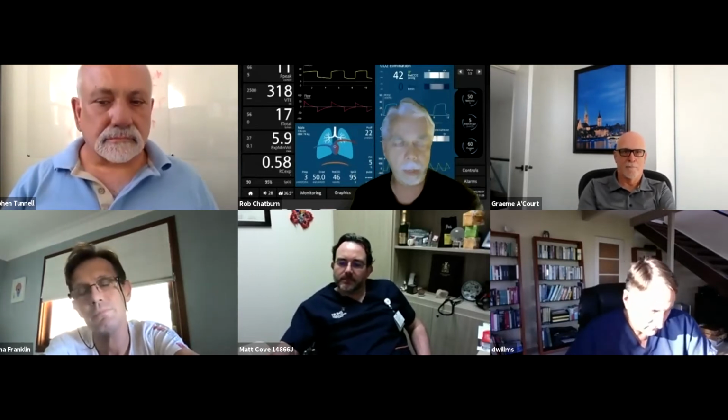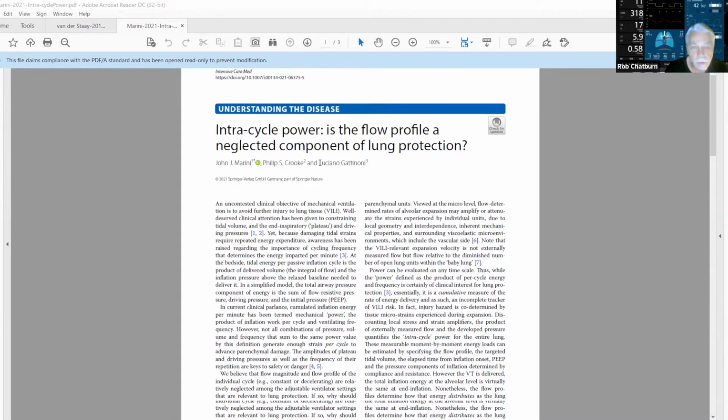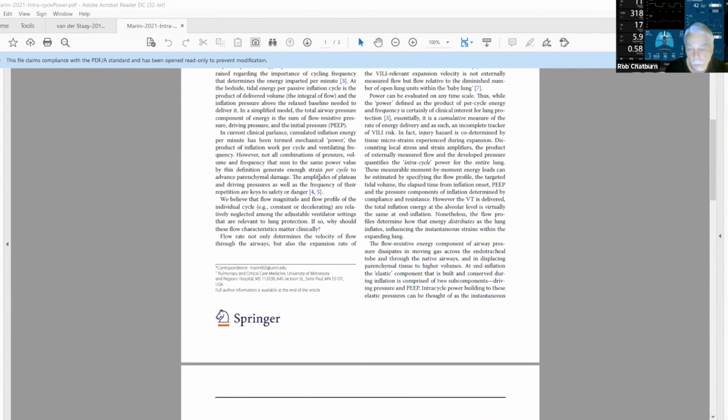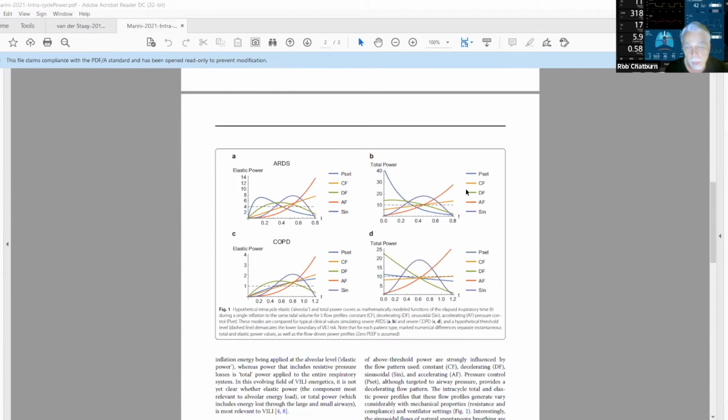It brings the concept of power optimization to the next level. So this just came out. It's not even in print yet. I think it's just the electronic version. And what they have done is they've created mathematical models that represent the flow waveforms for pressure control with a constant pressure, volume control with a constant flow, descending flow, ascending flow, and pressure control with a sine wave.